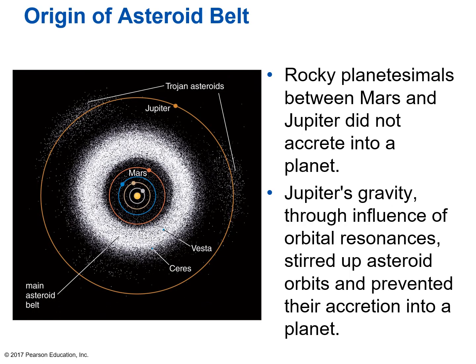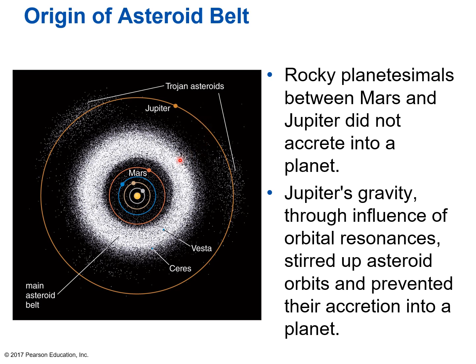Let's talk about why there is an asteroid belt. Rocky planetesimals between Mars and Jupiter did not accrete into a planet. So we think back to chapter 8 when we talked about the formation of the solar system, and planetesimals formed into Mercury, Venus, Earth, and Mars. Those were the rocky planetesimals. And Jupiter, Saturn, Uranus, and Neptune started out as rocky planetesimals and then gathered hydrogen compounds and hydrogen helium.